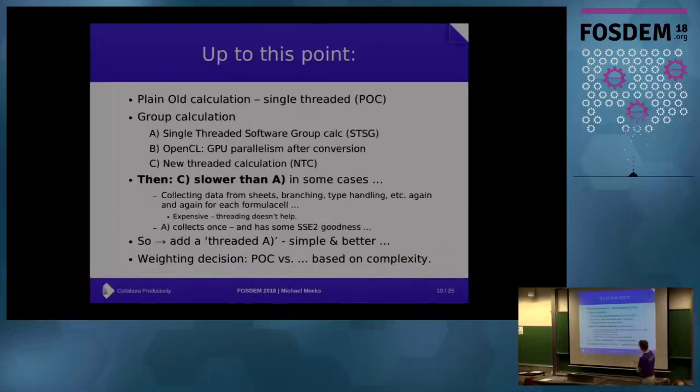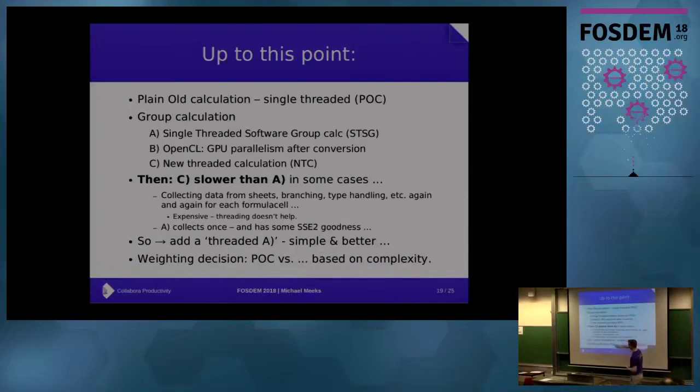So to this point we have had four sets of calculations. We could do a plain old single-threaded calculation. We could have the software group threaded, single-threaded calculation, so again, aggregate stuff in a matrix, then calculate. We have the OpenCL thing, and now we have the new threaded calculation. Look at all these nice acronyms I've added. Then, horror of horrors, on benchmarking it, we discovered that sometimes the new threaded calculation, which is all shiny and pretty, doing no locking really at all, and absolutely wonderful, was slower than the single-threaded calculation with the software group interpreter.